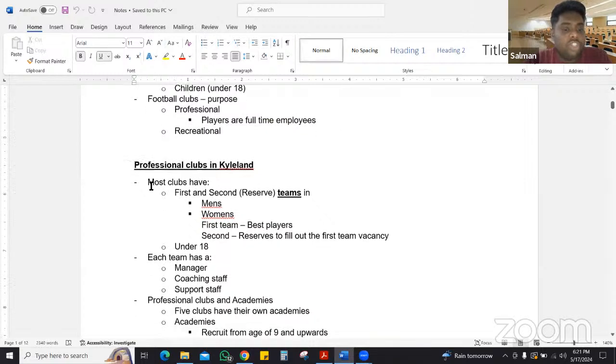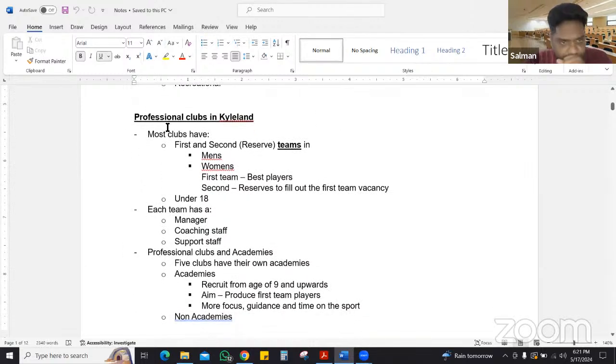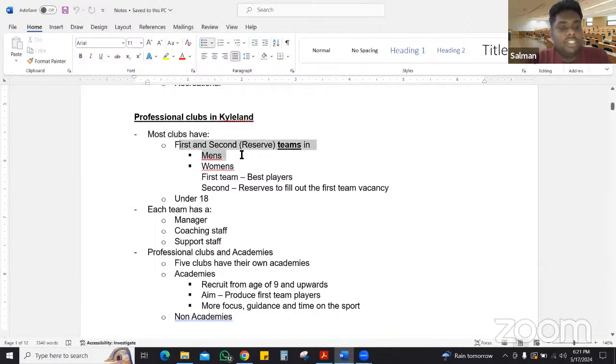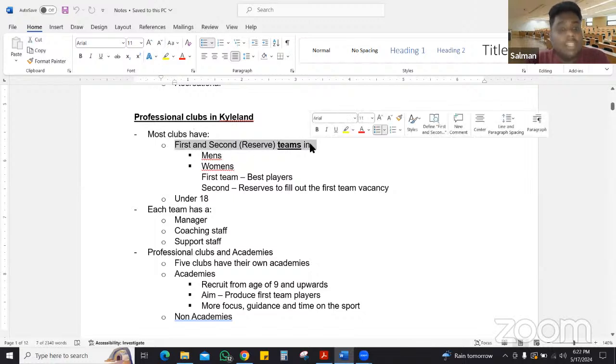If you look at professional clubs in the country of Thailand, most of these professional clubs have a first and a second team. We have the first team, which is the main team, and the second team, which is the reserve team.